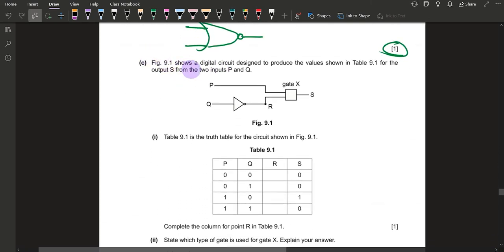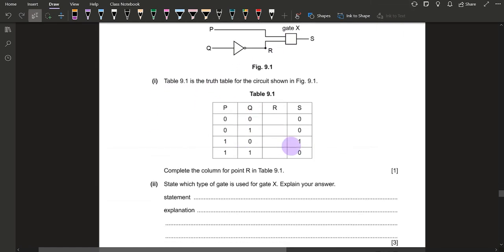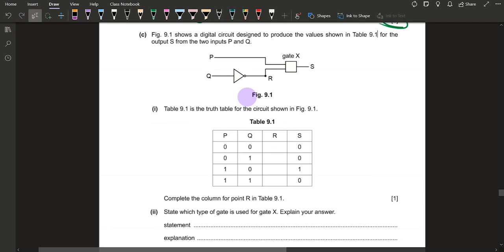Part C says figure 9.1 shows a digital circuit designed to produce the values shown in table 9.1 for the output S from the 2 inputs P and Q. There are inputs P and Q and we're using a NOT gate here and there's gate X. Part I shows the table and we have to complete this. So we can just complete this here. For output R, which is here, we have input of Q, which is here. And as we're using a NOT gate, our output is going to be the opposite of the input, so it's going to be 1 0 1 0, and this is pretty much for 1 mark.